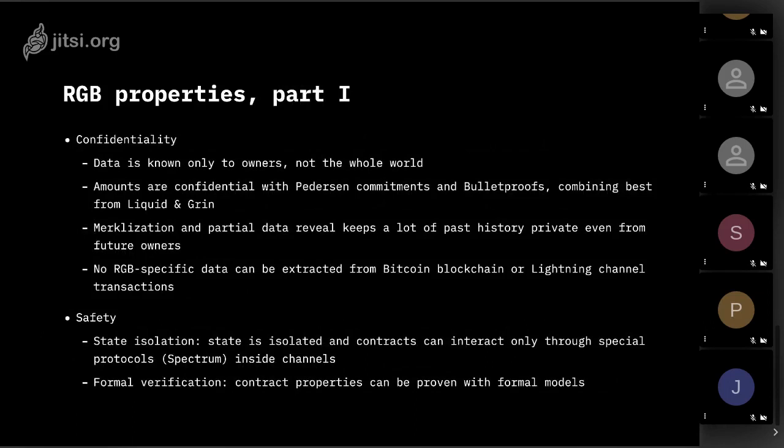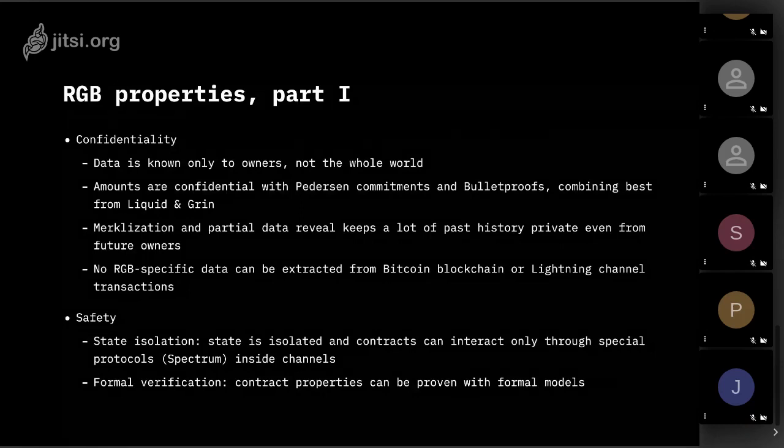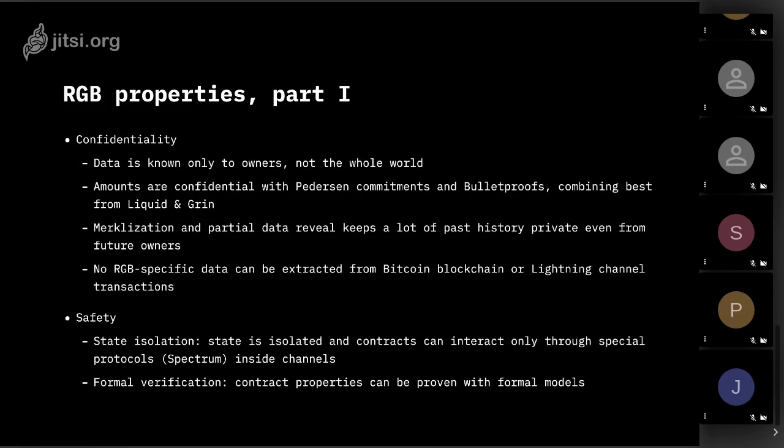Well, it is confidential at multiple levels. Data is known only to owners of asset, owners of state, and not the entire world. If the owner would like to share the information with some other parties, they will also know that, but not before that. You don't have some on-chain analysis tool or online explorers that will show all transactions for all assets. There is no such place in RGB to look into.